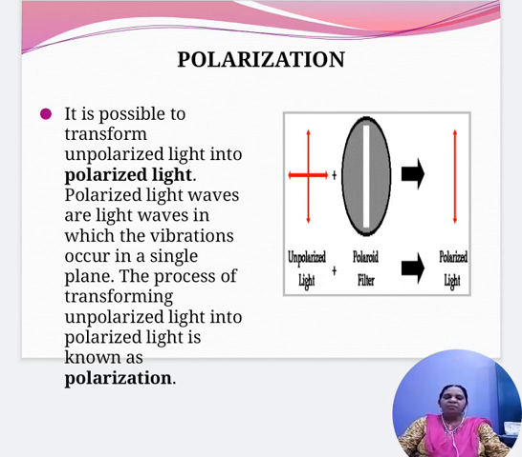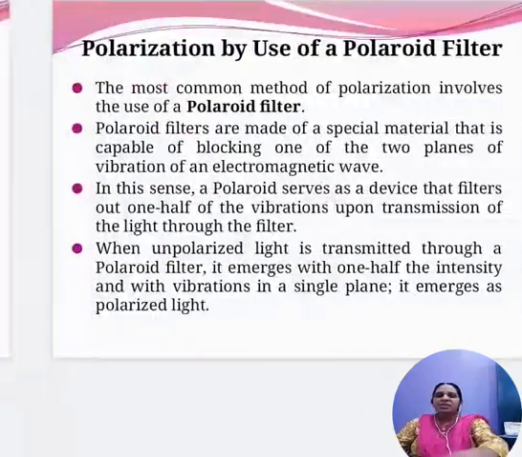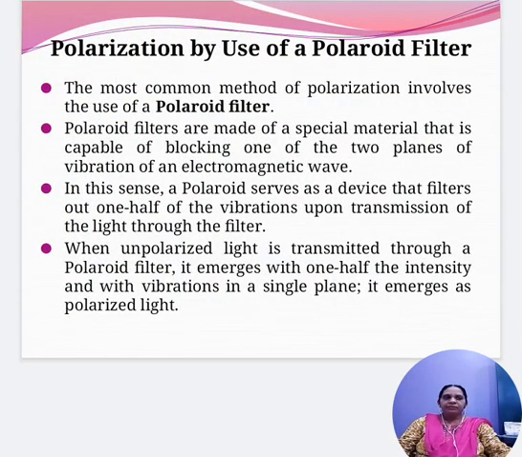This is possible by a Polaroid filter. We are going to use a special type of filter called Polaroid filter. When unpolarized light is passed through this Polaroid filter, it will convert that unpolarized light into a polarized light. A polarized light is nothing but a light wave in which the vibrations occur in a single plane.